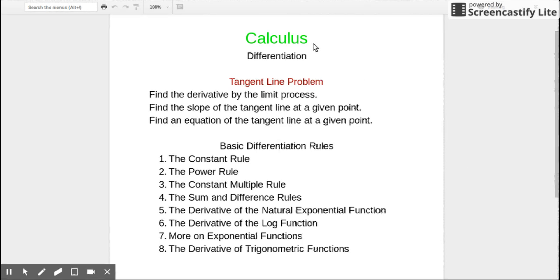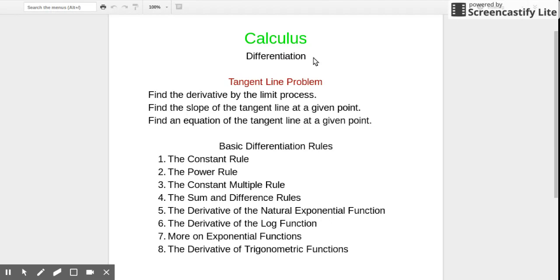Okay, the subject here is calculus, and we're going to be going over differentiation in this section, which is the process of finding the derivative. But we're going to first start with the definition of the derivative, and that is using the limit. And so we can draw a picture of what we're trying to do. We'll talk about the tangent line problem.